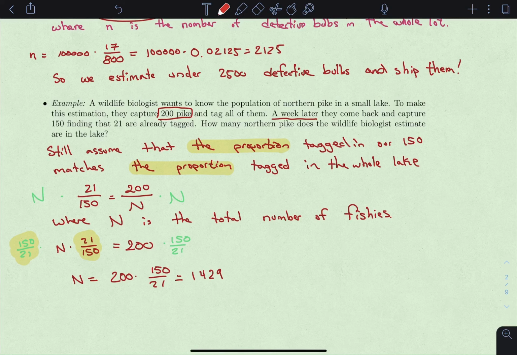And so that's it. Both of these questions were of enumeration. You were wondering how many defective light bulbs are in the lot, how many fishies are in the lake. And they employed a similar strategy where you collected a smaller bunch and you assumed the proportion in your smaller bunch was equivalent to the proportion in the overall group.